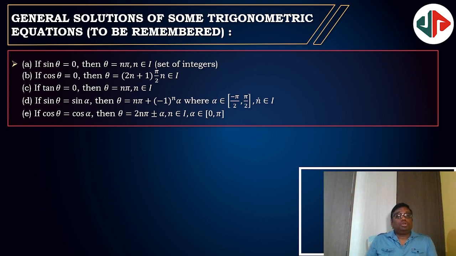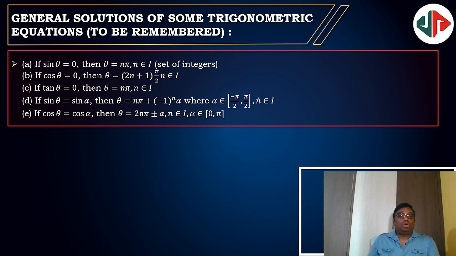Cos theta is equal to 0 when theta is an odd multiple of 90. Tan theta is equal to 0 when sin theta is 0, so theta is n pi. Similarly, tan theta is equal to 0 means theta is equal to n pi. In the same manner, sin theta is equal to sin alpha is given. Theta is always equal to n pi plus minus 1 whole power n into alpha, where alpha must lie between minus pi by 2 to plus pi by 2. This is the general solution of sin theta is equal to sin alpha.